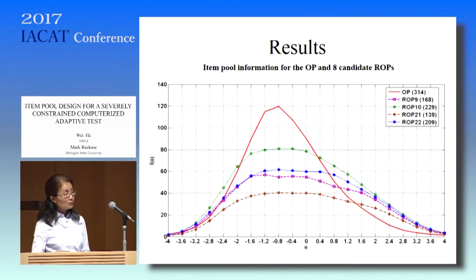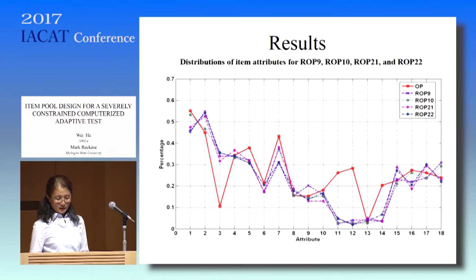And this is item pool information. So this is the operational item pool information, and those are the item pool information for some of the candidate item pools. As you can tell, the candidate items can provide better information at the tails of the scale. And this is the distribution of the item attributes. As you can tell, the biggest differences are here, attributes 3, 11, and 12.